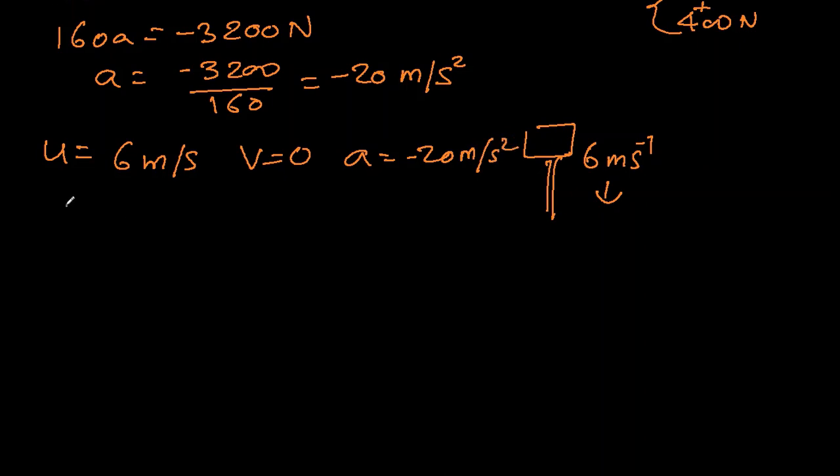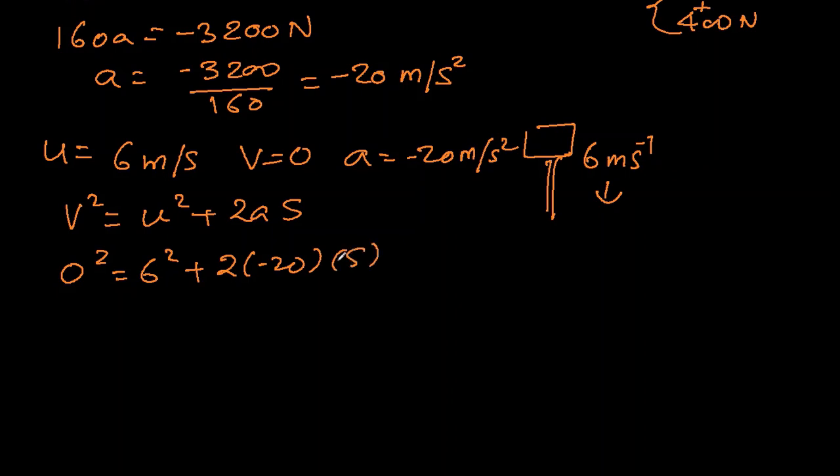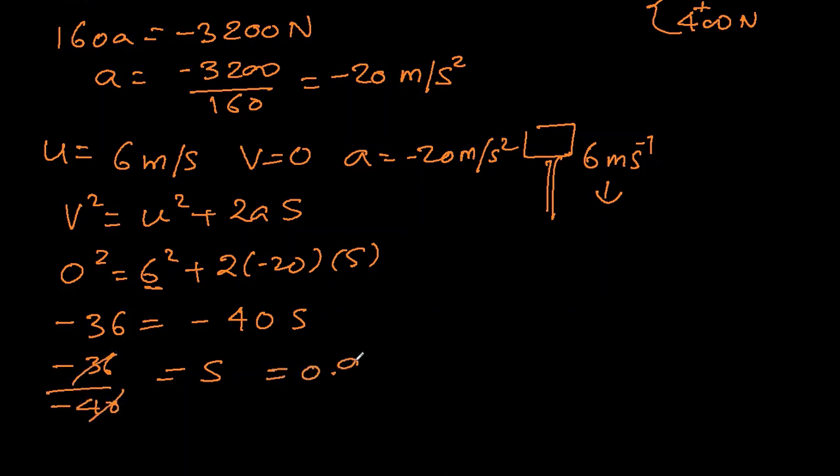And distance we have to find, so we know that v squared equals u squared plus 2as according to kinematic equations. So 0 squared equals 6 squared plus 2 times minus 20 times s. Distance we don't know, so this goes to the left side. It becomes minus 36, 6 squared is 36, minus 40 s. And s will be equal to minus 36 over minus 40. That is 0.9 meters. The pole will go 0.9 meters inside the ground.